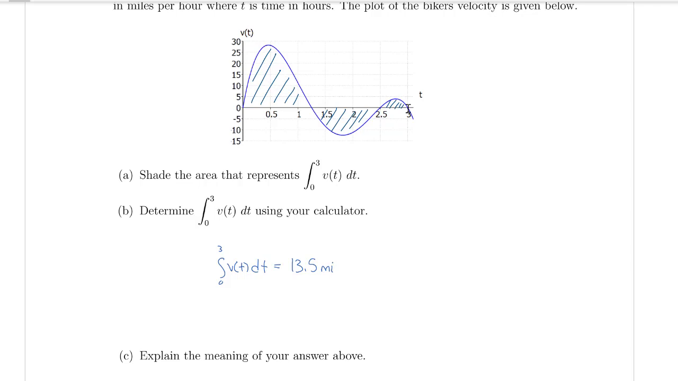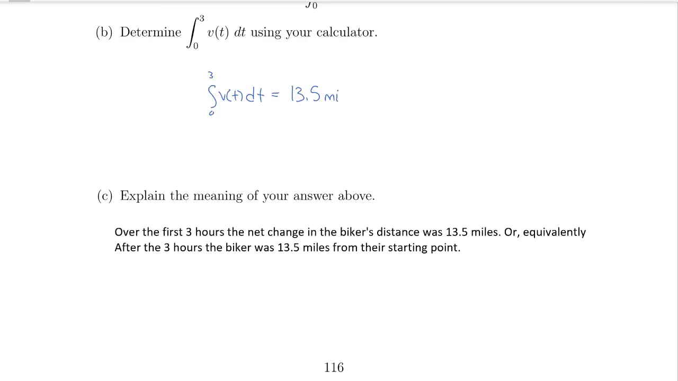So the integral is always giving us the net change of the function, so in this case, the net change of distance. So the 13.5 miles does not represent the total distance traveled, but the change in distance from where they're starting. So just a quick sentence to summarize that result.